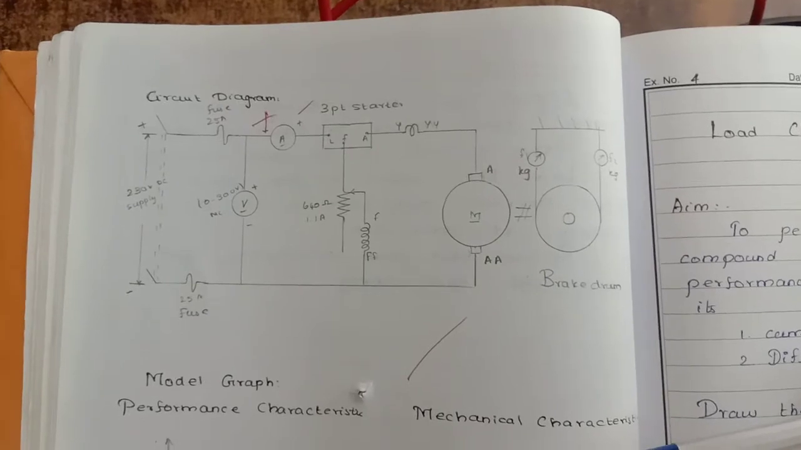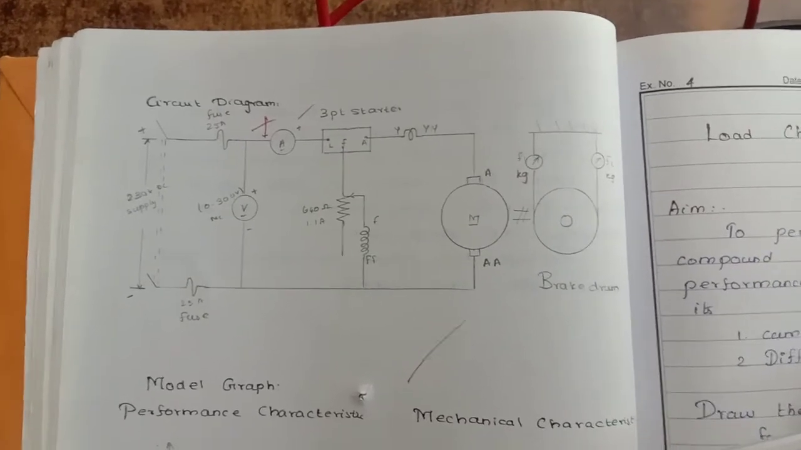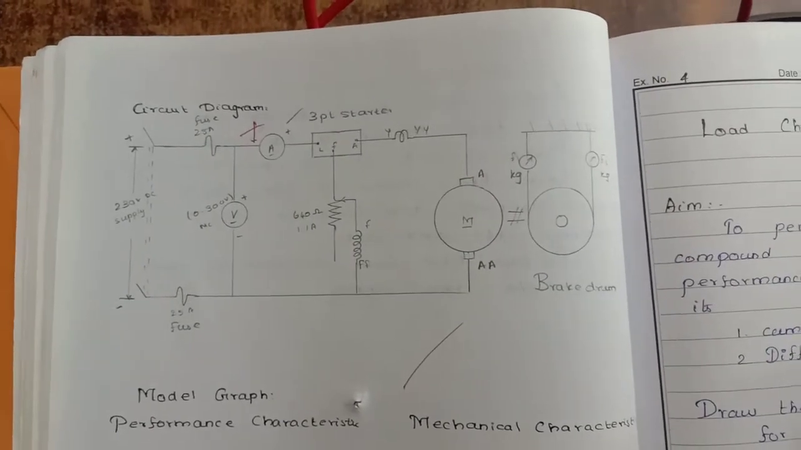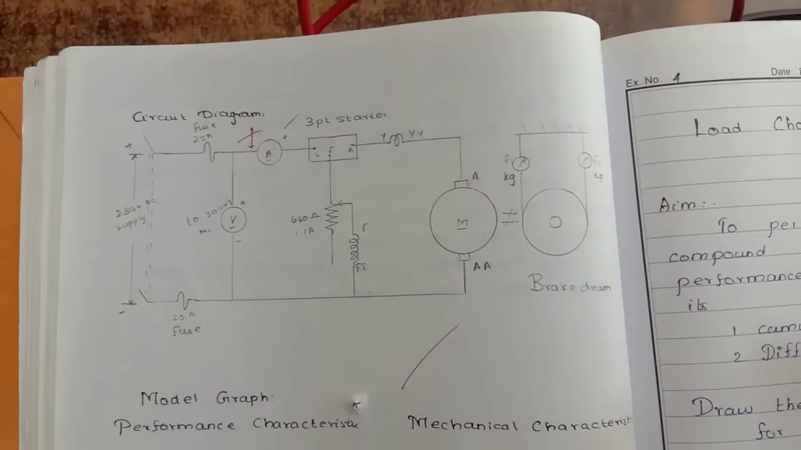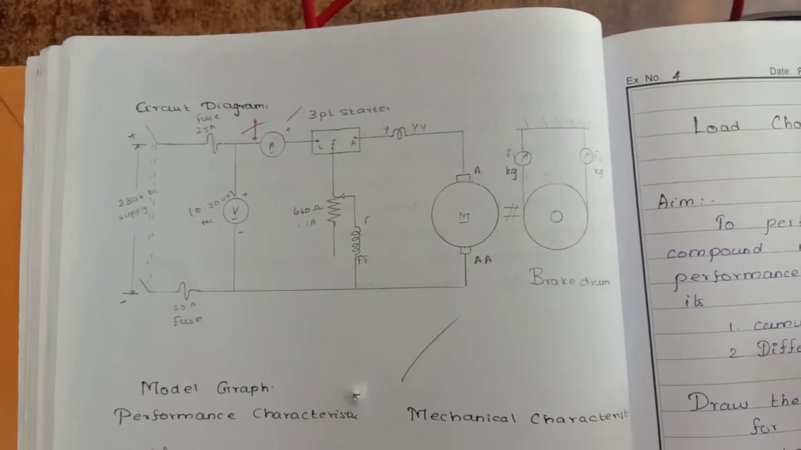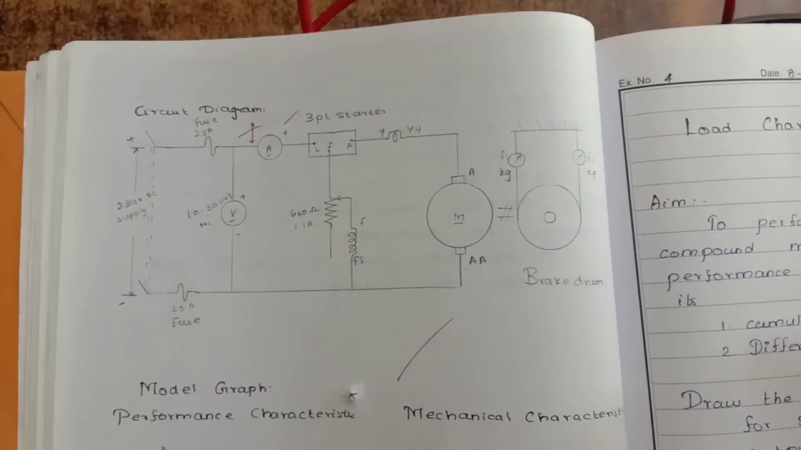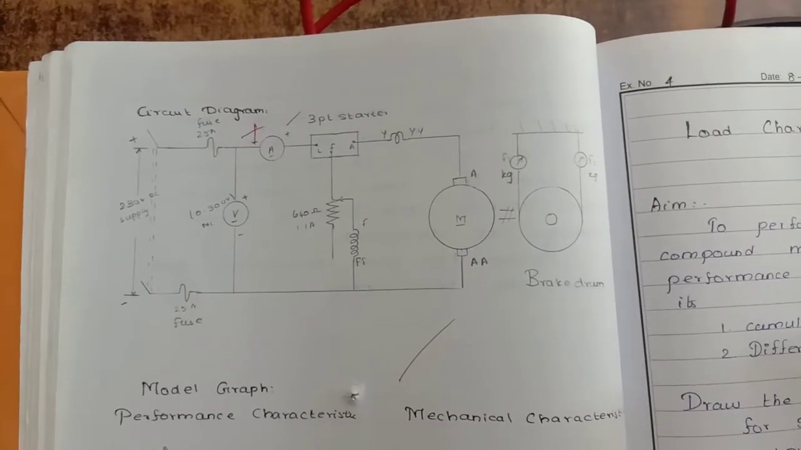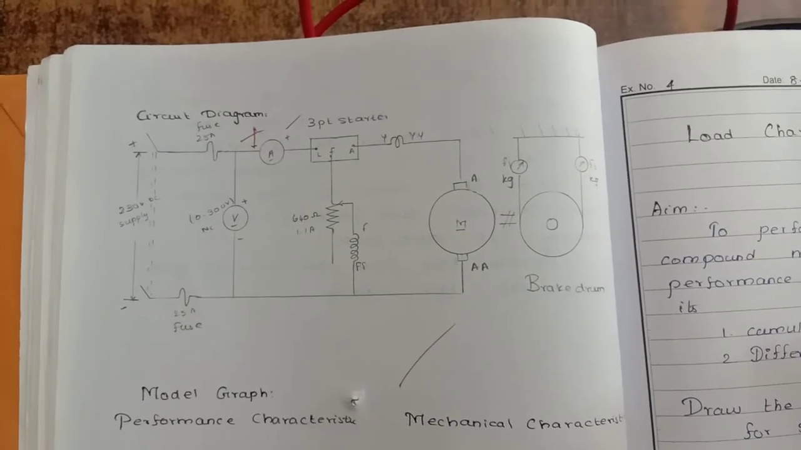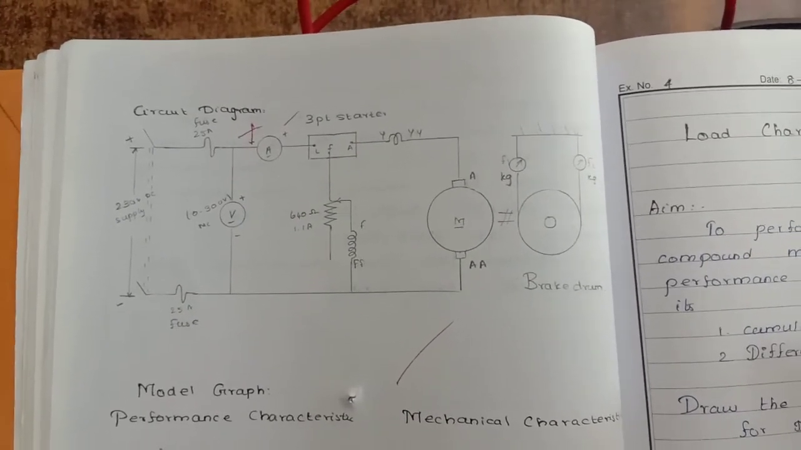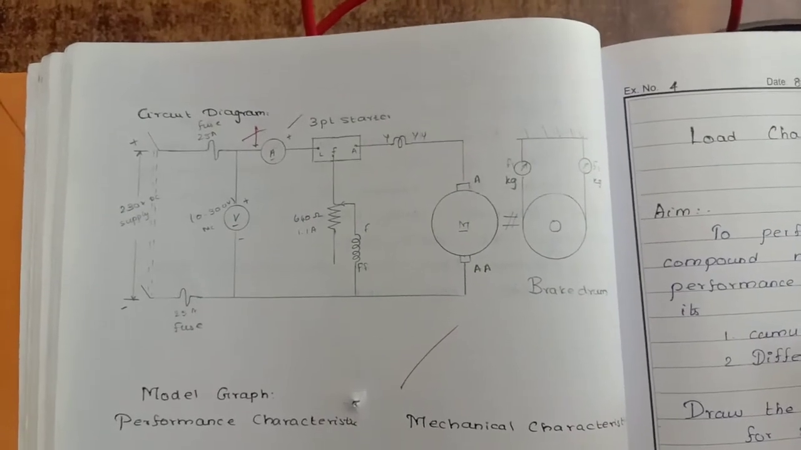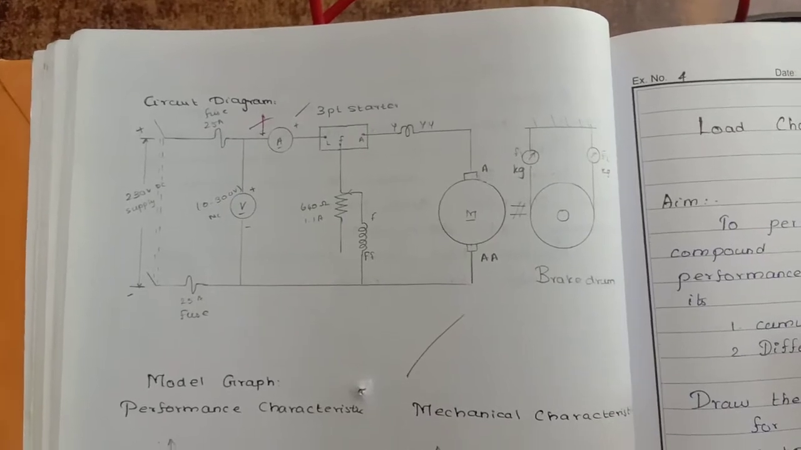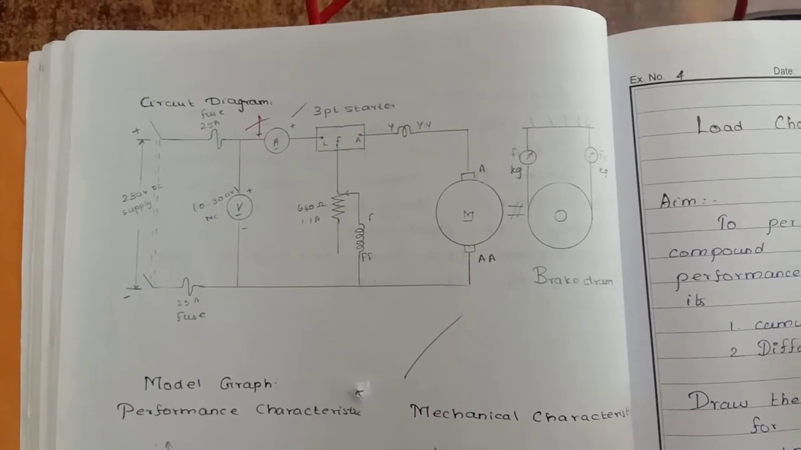In a compound motor we have two types of connections: one is cumulative compound and the other is differential compound. In cumulative compound, both the fluxes are additive in nature, that is, the series field winding flux and the shunt field winding flux add, so that the total flux increases when the load is increased. Whereas in differential compound, the two fluxes oppose each other, so if the load is increased, the total flux decreases.